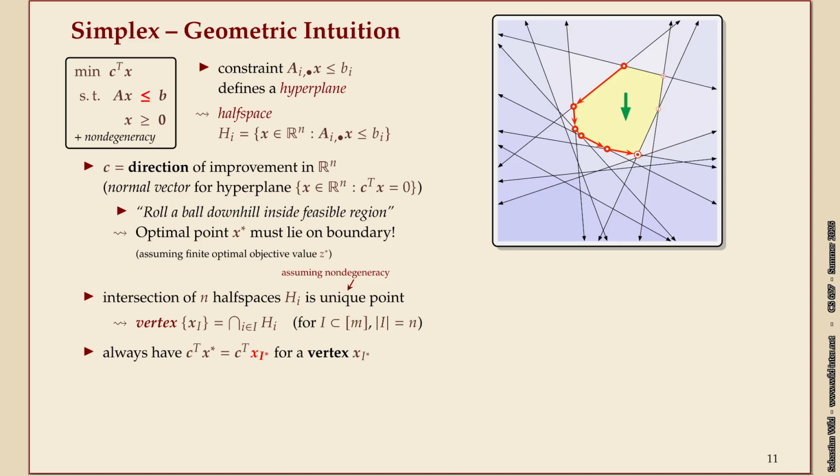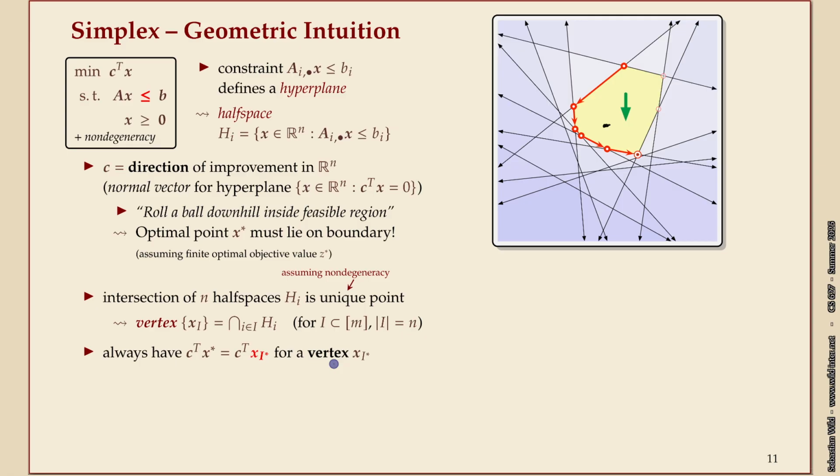Just from the picture, from the physical intuition, if you have some point in the interior of this yellow region, you can always move it freely in all directions. So in particular, you can move it in the direction of the improvement, the green arrow. So you can always improve it further. So it's never going to be an optimal point. On the flip side, that means you can always find an optimal point that is a vertex.